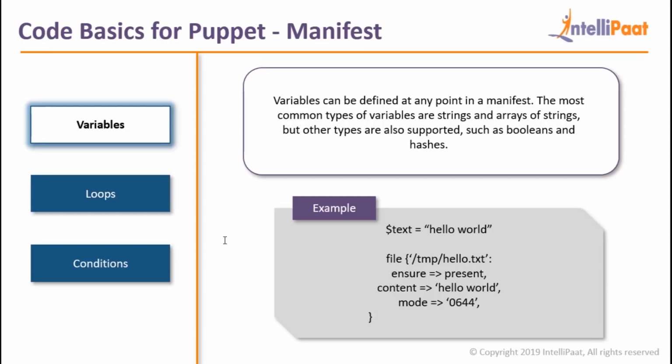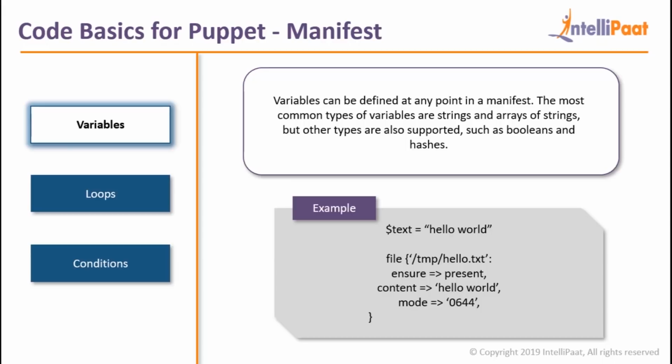The first component would be variables, right? So you can use variables inside a manifest file to basically store values and then pass them on to the body, or you can basically create variables at any place inside the manifest, and then that variable can be called inside any resource, right? So let's try and check this.